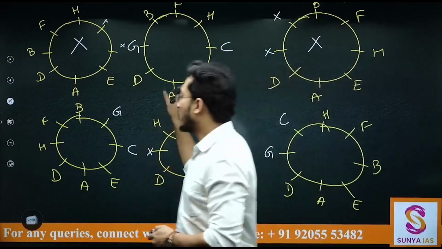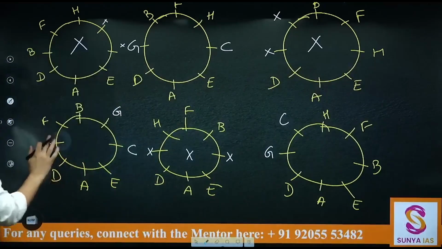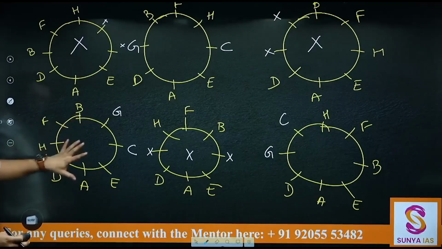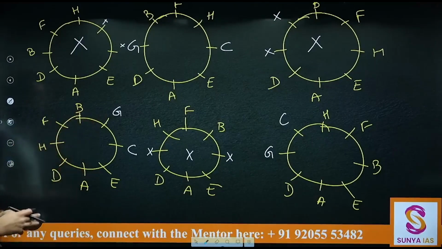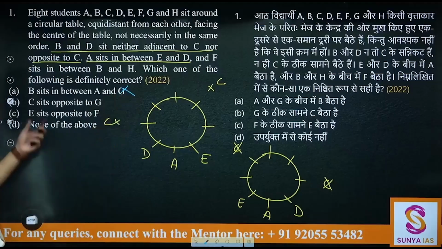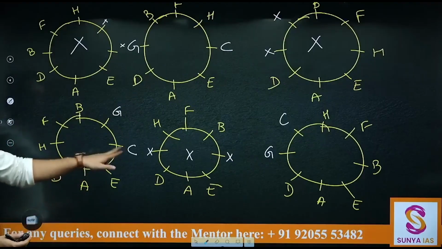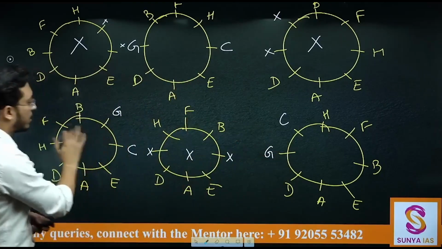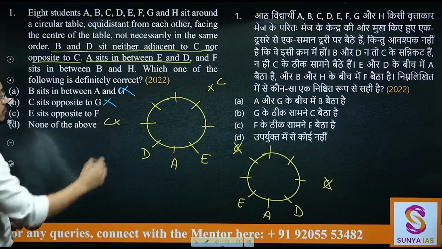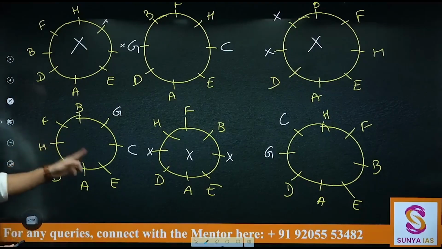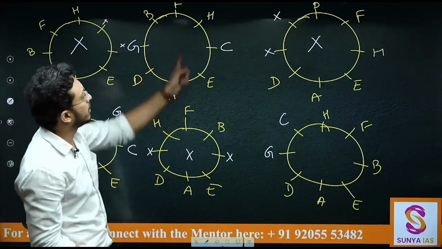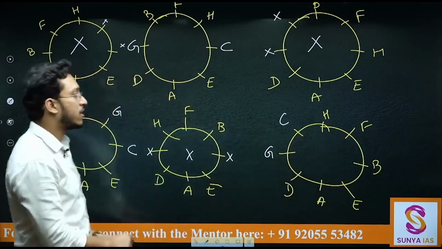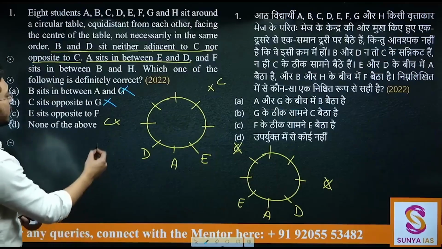Are they satisfying all the criteria that are given in the options? एक बार देखते हैं. B sits between A and G. This is a valid case, but B is not sitting between A and G. तो पहला तो यहाँ से गलत हो गया. C sits opposite to G. This is incorrect. तो यहाँ गलत हो गया. यहाँ चाहे सही हो रहा हो, यहाँ भी गलत है, यहाँ भी गलत है. That means C is not sitting opposite to G. E sits opposite to F. E is opposite to F in this case, but what about this? E is not opposite to F. What about this? E is not opposite to F. तो एक में सेटिस्फाई हो रहा है, बचे हुए दो में नहीं हो रहा है, तो नहीं होगा.